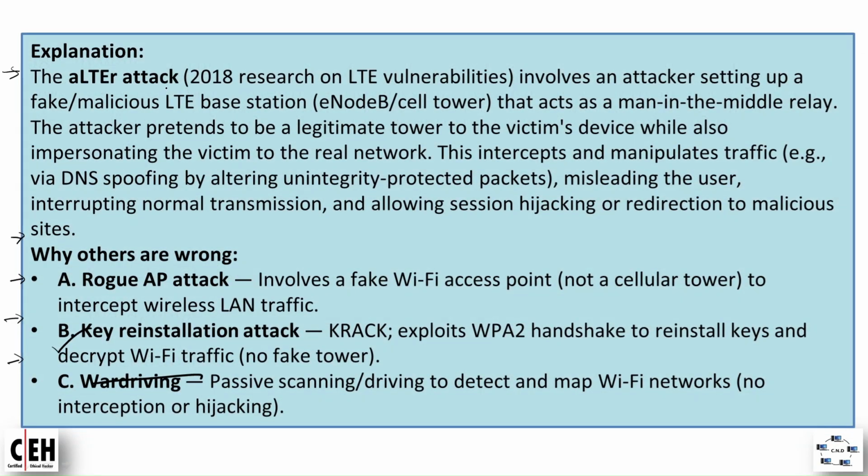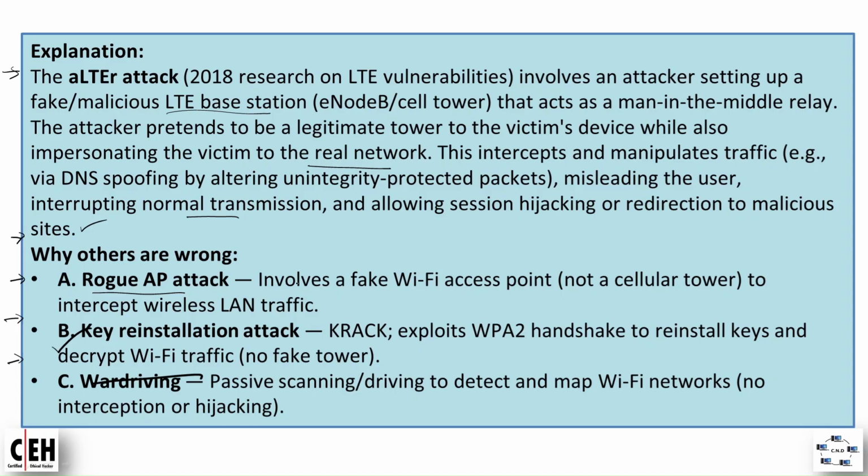And the explanation is: the aLTEr attack, from 2018 research on LTE vulnerabilities, involved an attacker setting up a fake malicious LTE base station, eNodeB or cell tower, that acts as a man-in-the-middle relay. The attacker pretends to be a legitimate tower to the victim's device while also impersonating the victim to the real network. This intercepts and manipulates traffic, for example via DNS spoofing by altering integrity-unprotected packets, misleading the user, interrupting normal transmission, and allowing session hijacking or redirection to malicious sites. So why are the other options wrong?